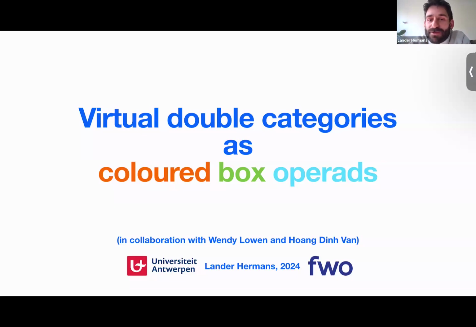It's rather to emphasize that we want to point out a different point of view on how we could use virtual double categories. And this time it's a sort of operatic structure. That's why we use box operads, because in algebraic geometry, in algebraic topology, operads have a very big role. So I hope I will be able to explain this to you.